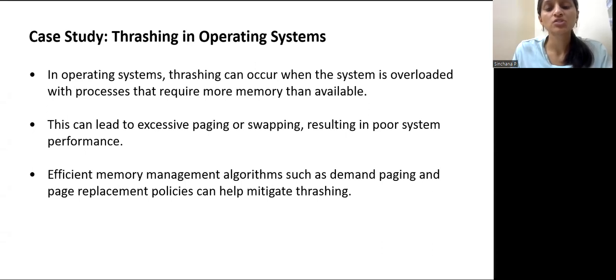Case study: thrashing in operating systems. In operating systems, thrashing can occur when the system is overloaded with processes that require more memory than is available. This can lead to excessive paging or swapping, resulting in poor system performance. Efficient memory management algorithms such as demand paging and page replacement policies can help to mitigate thrashing.